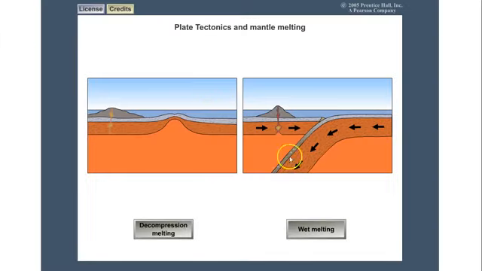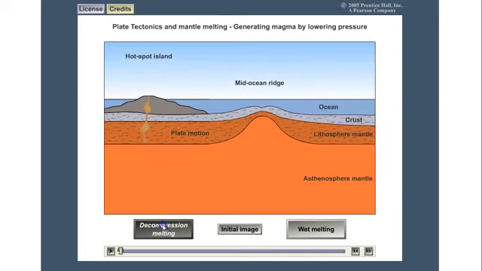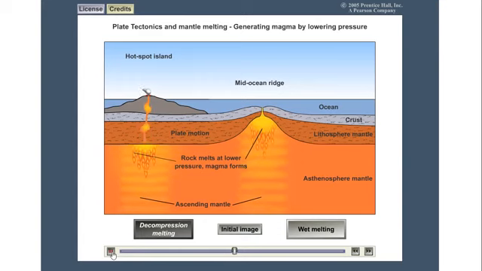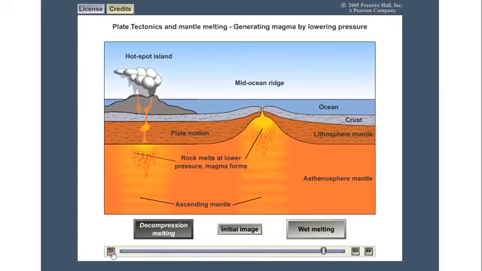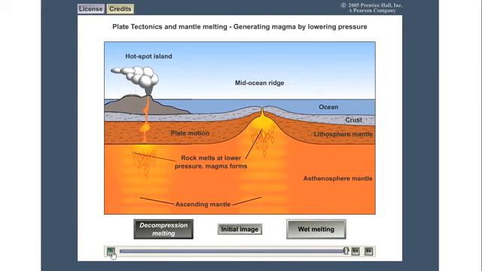Okay, so here we go. Let me show you how this actually works. First, we're going to look at decompressional melting. As you can see, the asthenosphere, the ascending mantle, because it's hot and less dense, is going to rise. As it rises, the pressure decreases, and that pressure decrease causes melting to occur, and of course we have magma generation. Then that magma, once it reaches a different environment, is going to crystallize, making igneous rock.